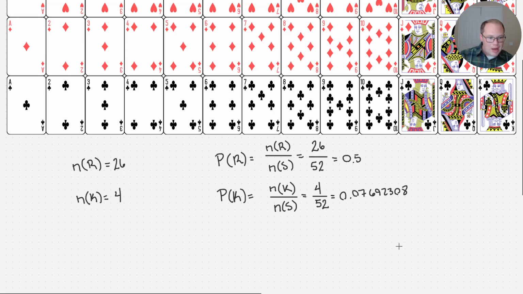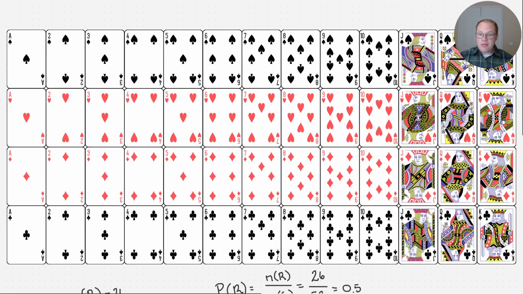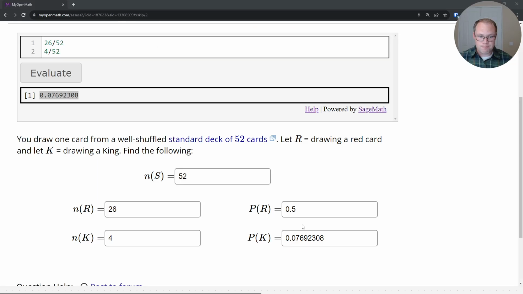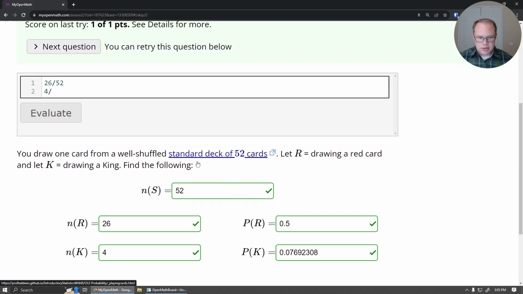Which is about 7.7% if we were to think about it as a percent. So less than 10%. So there's a less than 10% chance that the card we draw is a king. That makes sense if we look at this, right? If we look at the kings, most of the cards are not kings. Those kings only make up a very small portion of the whole deck. And so we would expect the probability of drawing a king to be fairly small. Submit, and we have it right.